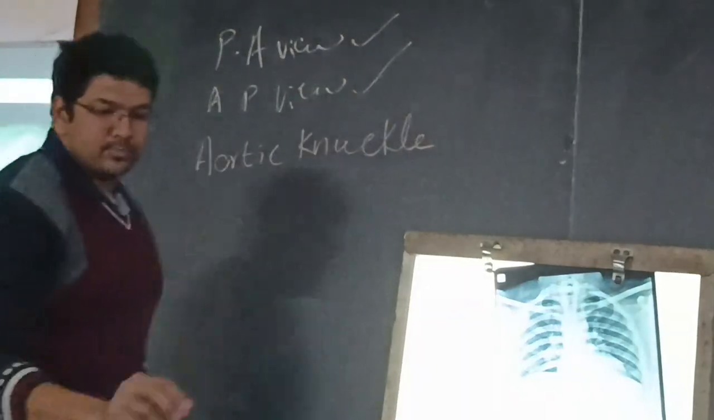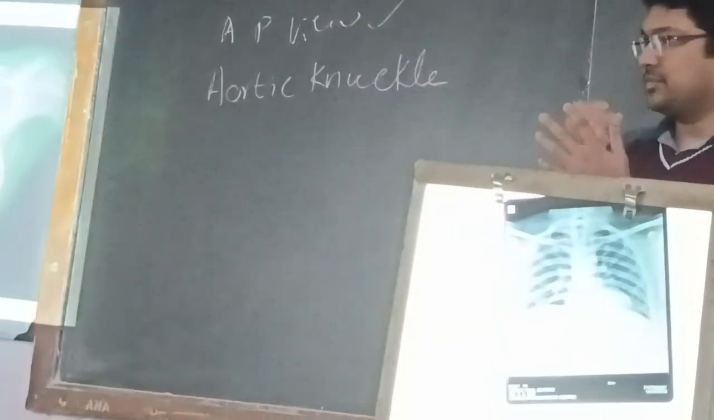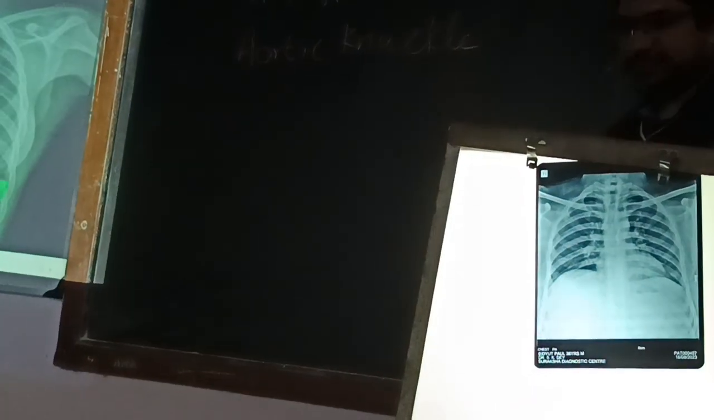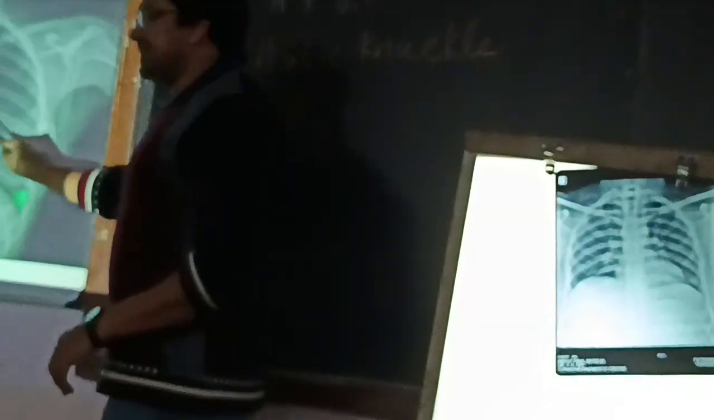Okay, these terminologies are important. In radiology, the arch of aorta is termed the aortic knuckle. It appears like a knuckle. So aortic knuckle. So this part is the aortic knuckle over here.